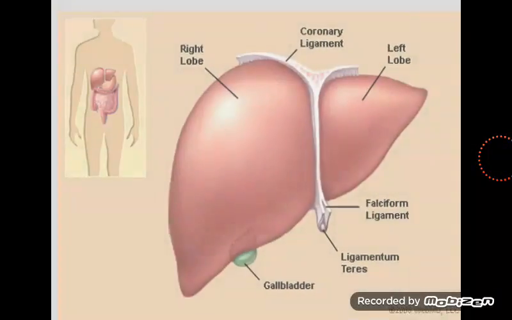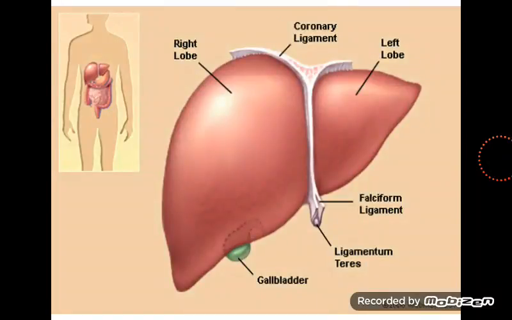All right. Now this is the liver. Like I said, this is the right and left lobe here. It is separated by what? The falciform ligament. All right. Now you can see that the right lobe is bigger and the left lobe is what? Smaller.